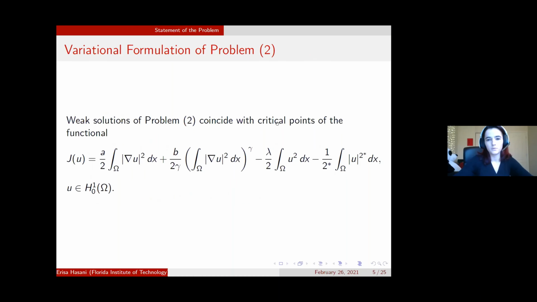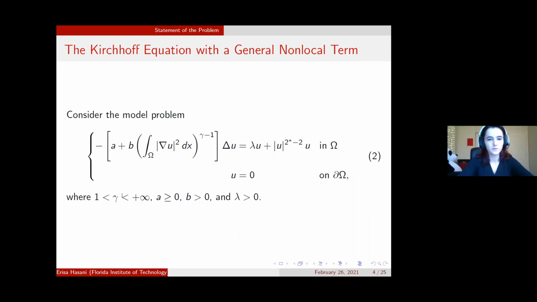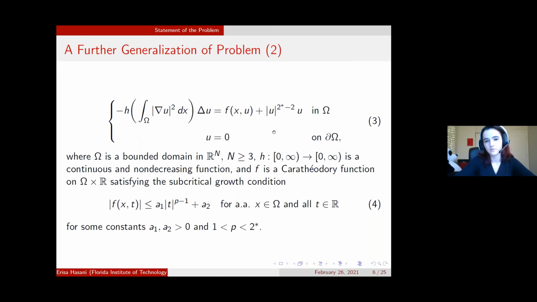Weak solutions of this problem coincide with critical points of this given functional in the Sobolev space. But instead of considering the problem with this power, we can think of it as a function of this argument, with some properties that it has to satisfy. And for this lambda u, we can have a more general function. In particular, we have a problem of this type, and again omega is bounded in that dimension. This f function will be a Carathéodory function satisfying this subcritical growth with power p between 1 and 2 star, and for some positive a1 and a2.